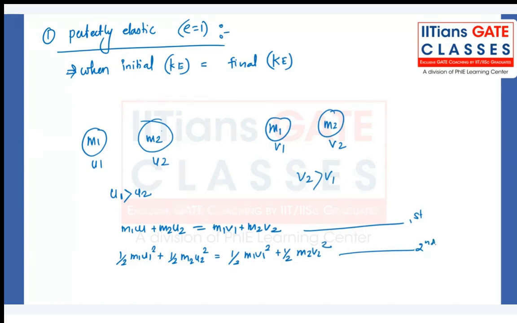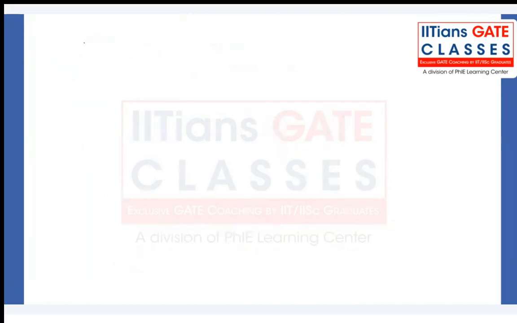So if you solve these two equations, ultimately what you will come up with is this u1 minus u2 is equal to v2 minus v1. What is u1 minus u2? This is nothing but the velocity of approach before collision.